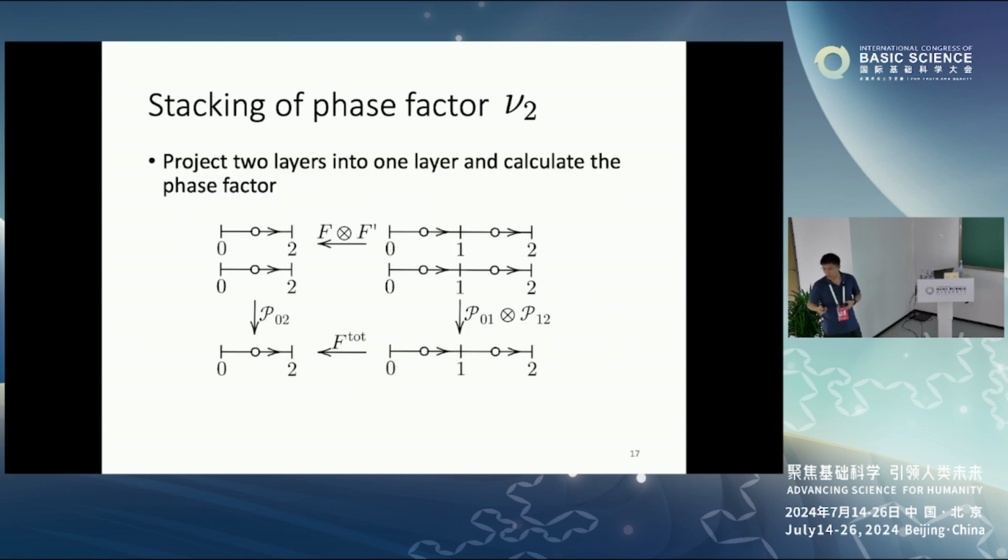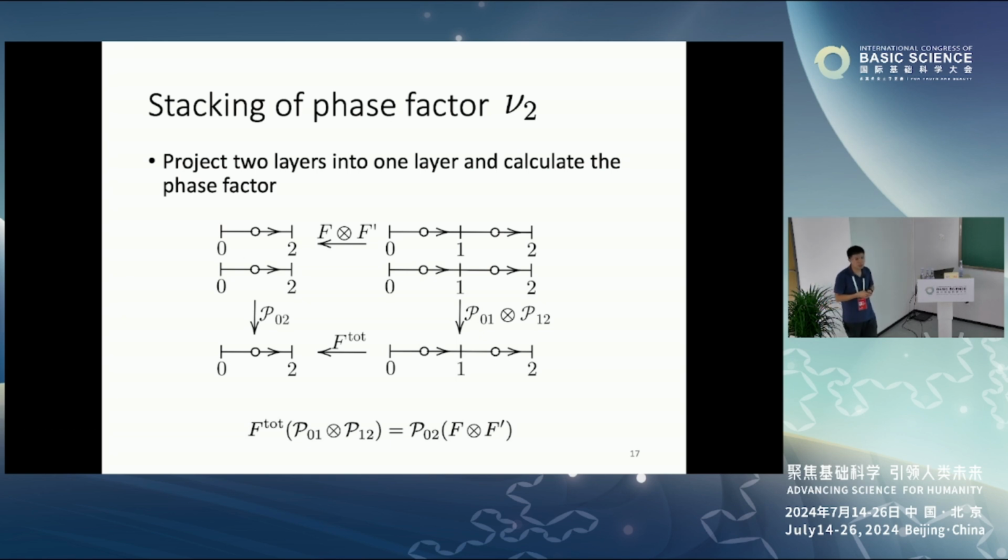And that's your question. So we now add 2 layers of fermionic SPT. And for these 2 layers, we can do the F move for both of them. So there is an F tensor with F1. Okay? And then we can do projection on the left-hand side and on the right-hand side. And the bottom edge is that we have a total F move for this combined system. And we should ask this square to commute. Therefore, we have this relation.